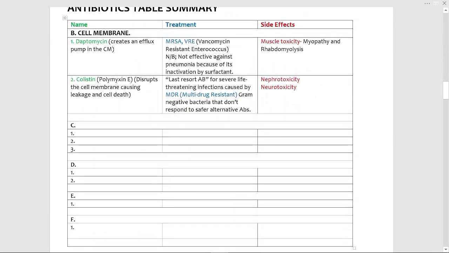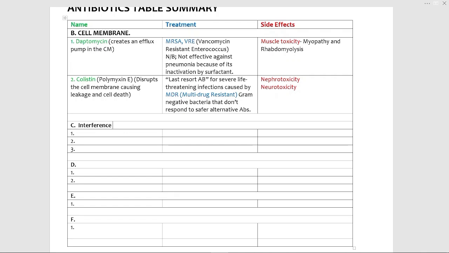Now here we are going to begin looking at the components, the nucleic structures, the genetic components of the bacteria, and how we can interfere with those aspects of the bacteria. Now here I'm going to look at the folic acid pathway, and I'm going to write here interference.